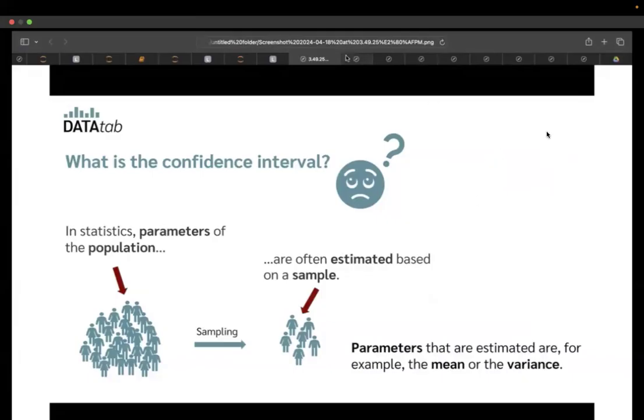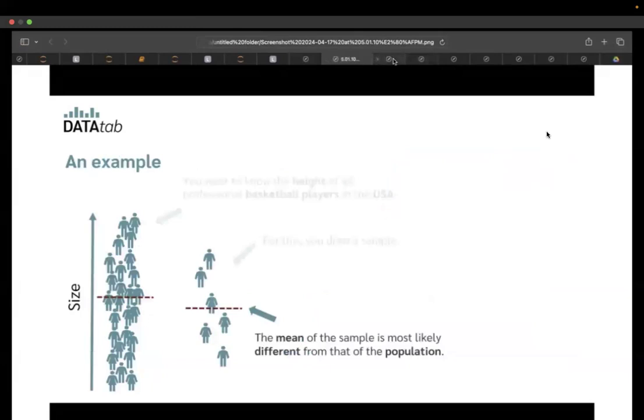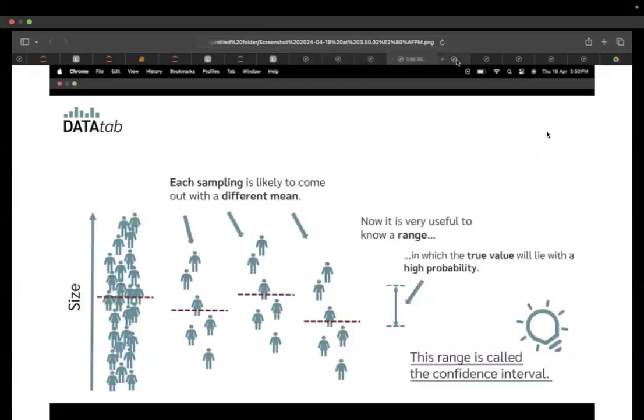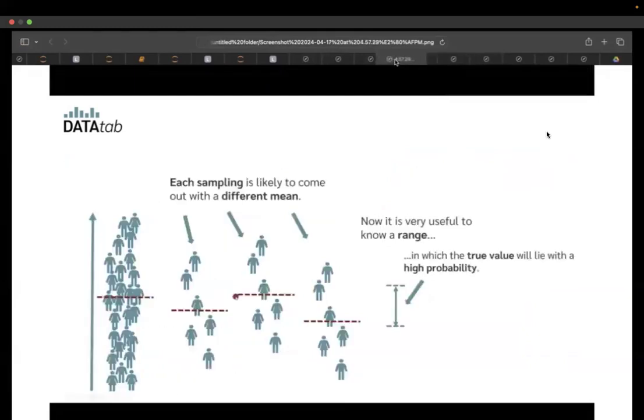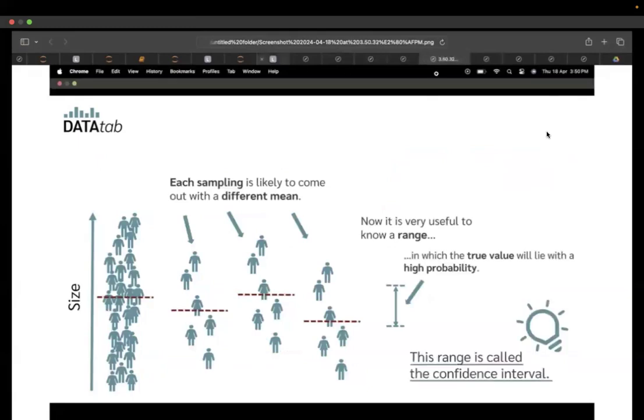That is not the part. This is the part. Just a moment. Population, sample coming into the picture. Yeah, what is CI?